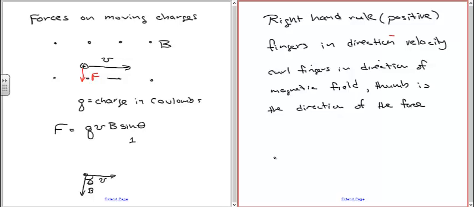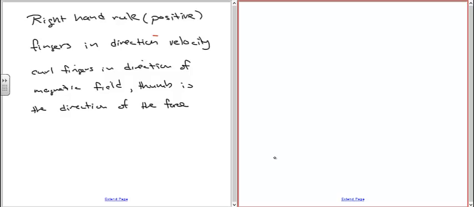Okay. Now, the next thing is if you put all those charges in a wire. So the force on a wire in a magnetic field. What is it? That's the question.